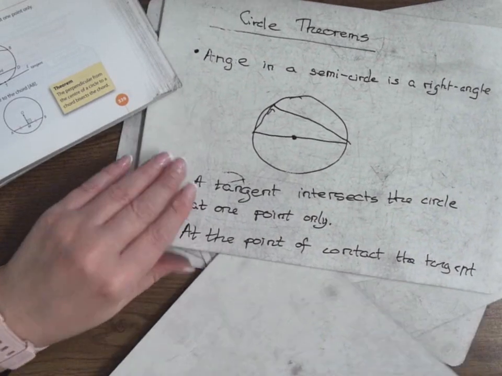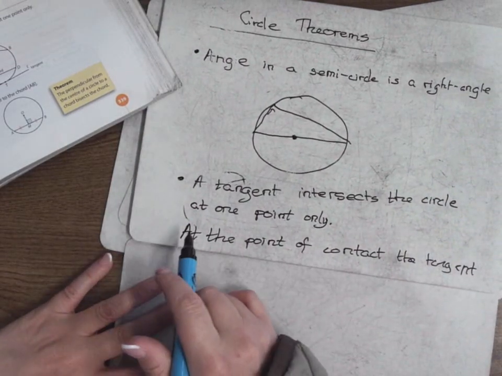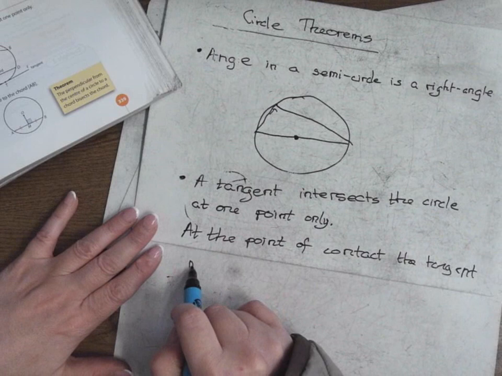At the point of contact, the tangent makes a right angle with the radius.